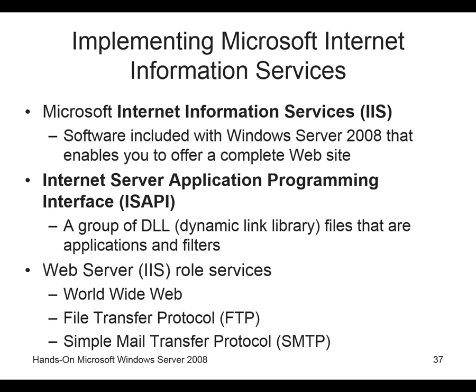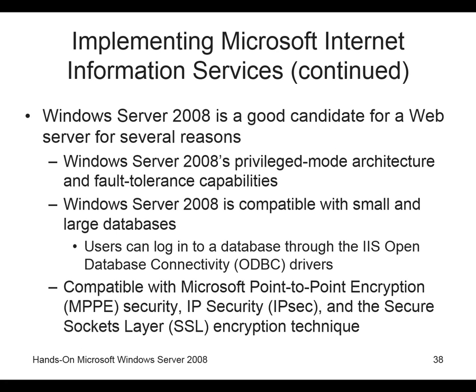IIS gives you 3 options. You have your web server, which is your WWW or HTTP protocol, your FTP protocol, your file transfer protocol, and then your SMTP, which is your mail protocol. When you install IIS, you can do all that. Basically, 2K8 is a good candidate for a web server because it has everything that you need all in one box.